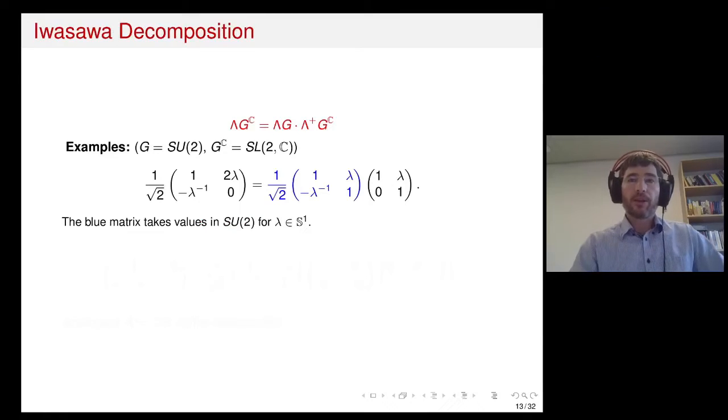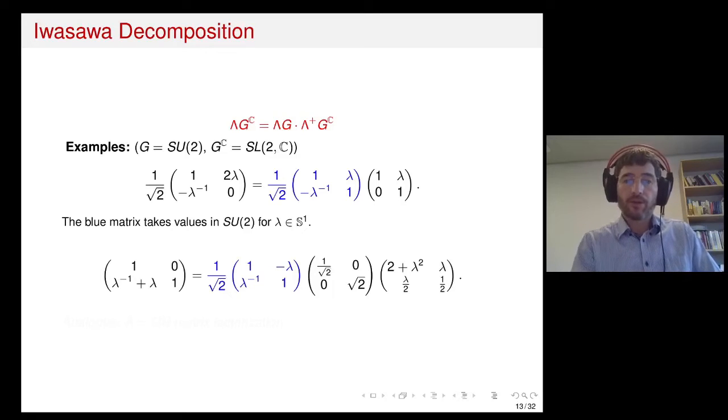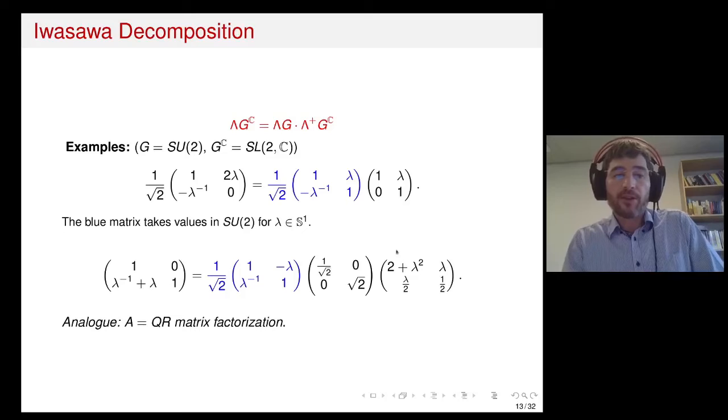The other decomposition is the Iwasawa decomposition. This says that every element of the complex loop group can be decomposed into something which takes values in the real group times something which extends holomorphically to the unit disk. Here's an example. This is an element of the complex loop group, and I've written it as this one times this. If you check, this is the case SU2, this one takes values in SU2 when lambda is in S1, and this one extends holomorphically to the disk. And here's another example you can look at if you like. This decomposition is an analog of the QR matrix factorization, where Q is something in SU(N) or U(N), and R is an upper triangular matrix.